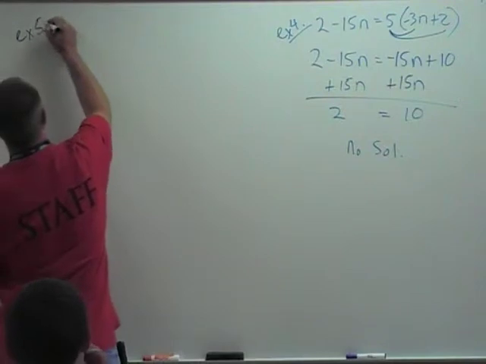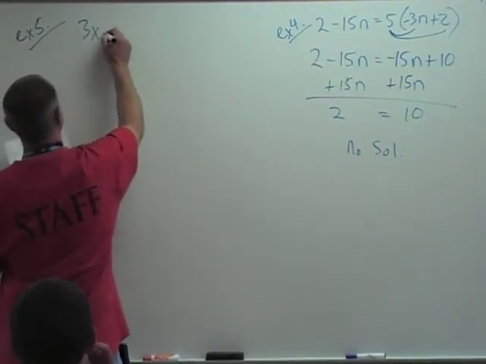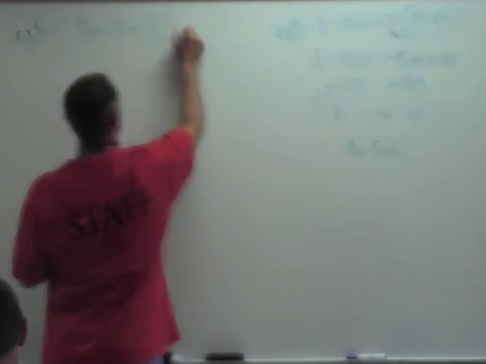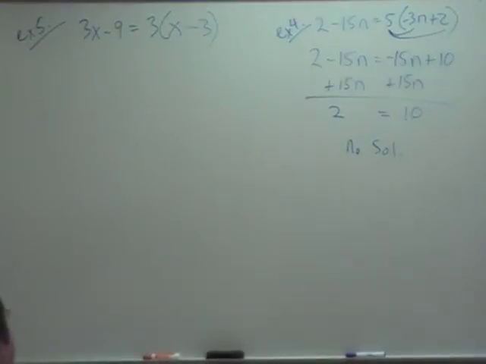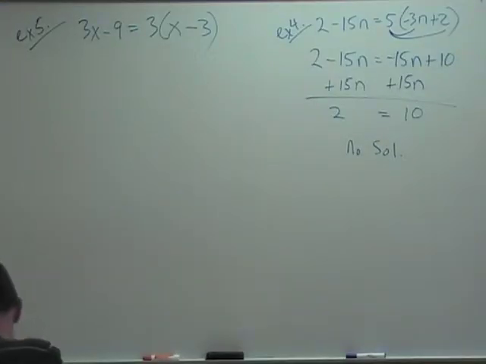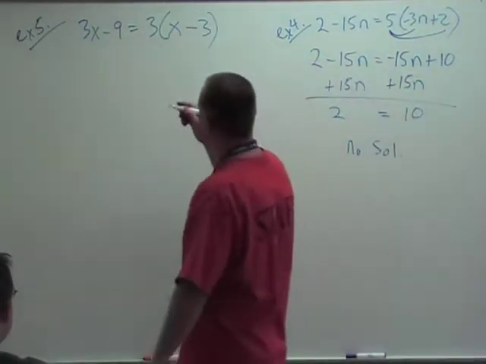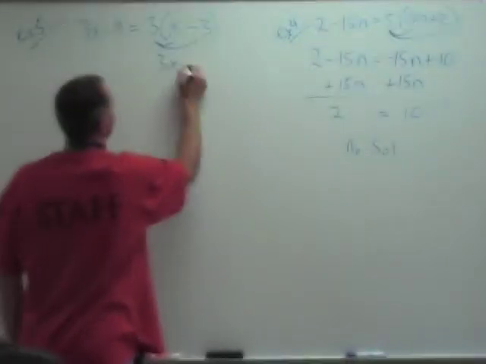Example 5. 3x minus 9 equals 3 times x minus 3. Oh, are you kidding me? What? Just put true. I'm just gonna put true. Wait, what? I don't get it. Alright, so let's distribute. That's 3x minus 9.